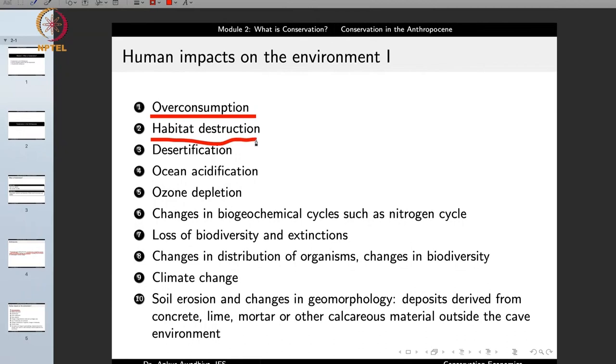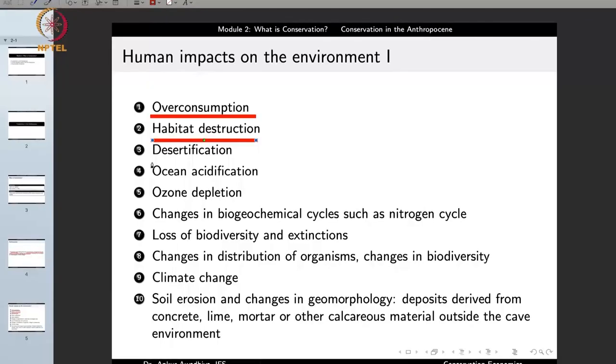Another one is habitat destruction. Now, habitat, as we have seen, is the natural home or the abode of an organism. Now, if we damage that habitat, if we destroy that habitat, and why will we destroy any habitat? Because of overconsumption. So there is an animal that lives in the forest. Let us consider elephants. Now, elephants live in the forest. Humans want to have access to wood. And if humans take off most of the wood and convert these forests into abandoned land, in that case, the habitat of the elephant will be destroyed. So habitat destruction is also a major human impact on the environment.